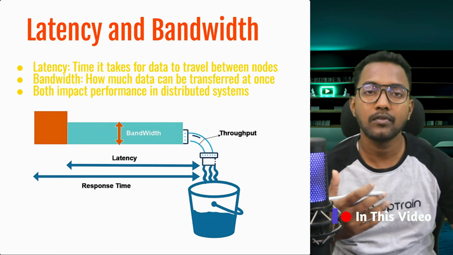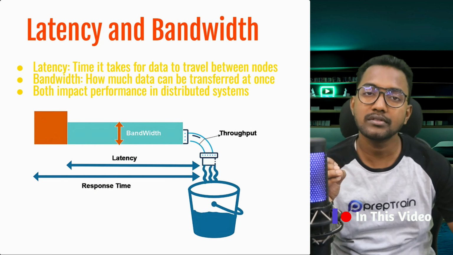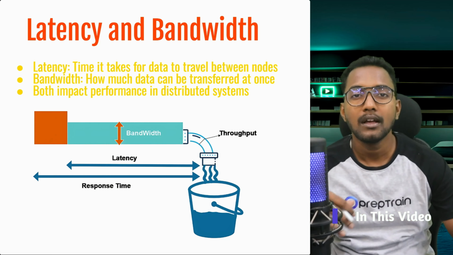Alright, now let's dive into two key performance factors of a distributed system: latency and bandwidth. These two concepts are essential to understand how data moves through a distributed system and how efficient the system is.